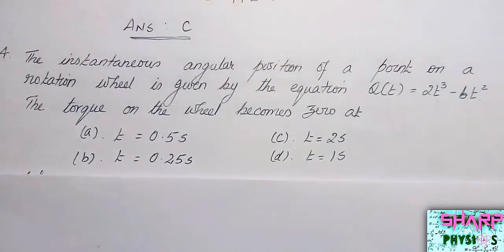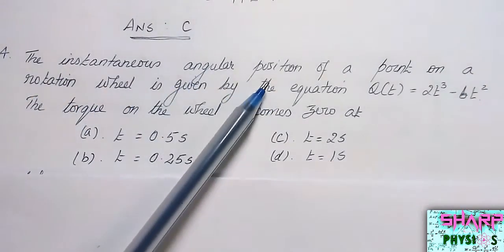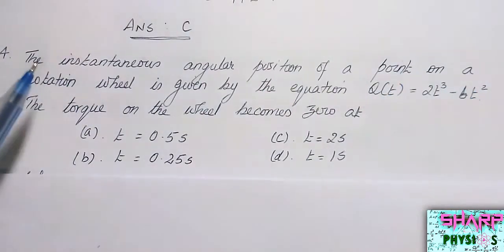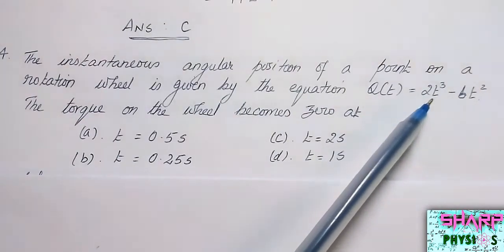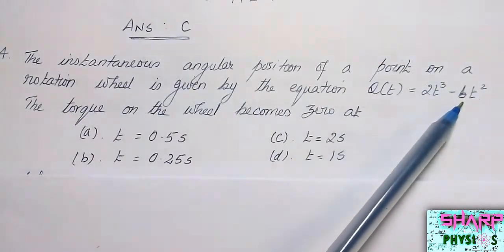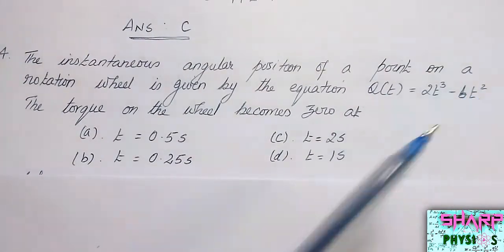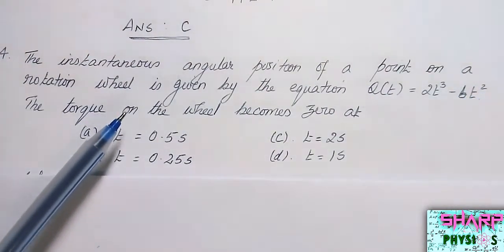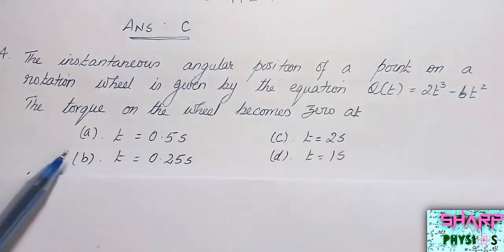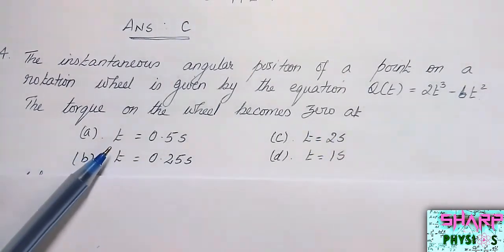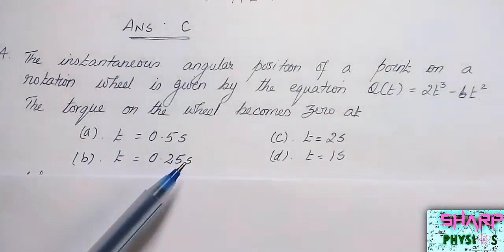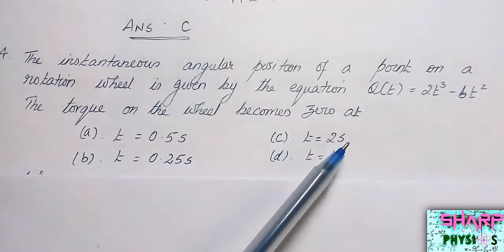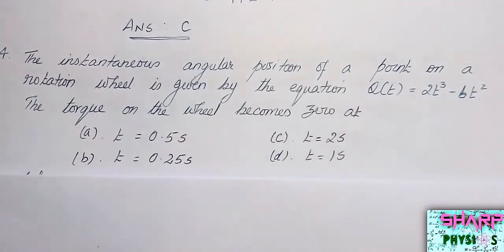The dimensions. So the next problem is: the instantaneous angular position of a point on a rotating wheel is given by the equation theta of t is equal to 2 into t to the power 3 minus 6 into t to the power 2. The torque on the wheel becomes 0 at, with 4 options: A, t is equal to 0.5 seconds. B, t is equal to 0.25 seconds. C, t is equal to 2 seconds. D, t is equal to 1 second.